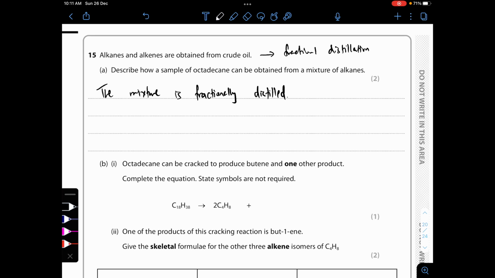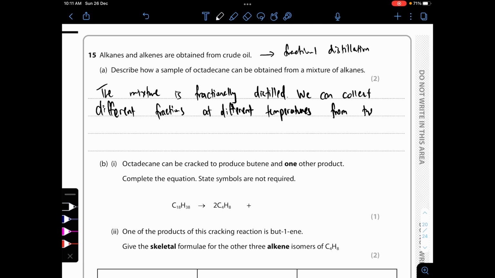What about next? And then we can collect different fractions at different temperatures, right? Where do we collect them from? From the fractionating column. Alright, so the first mark is the mixture is fractionally distilled, and then what happens? We can collect different fractions at different temperatures from the fractionating column.